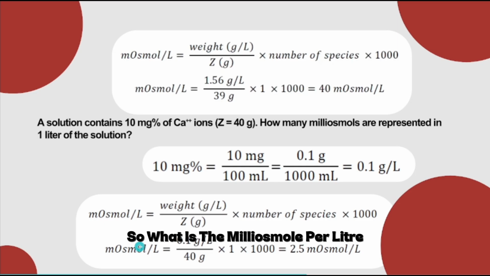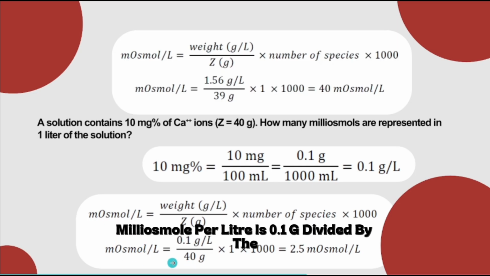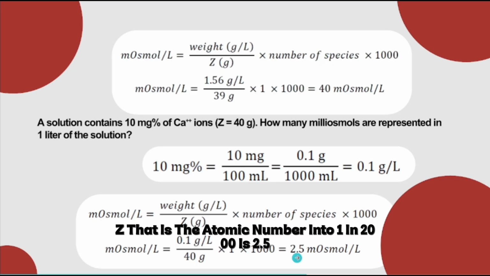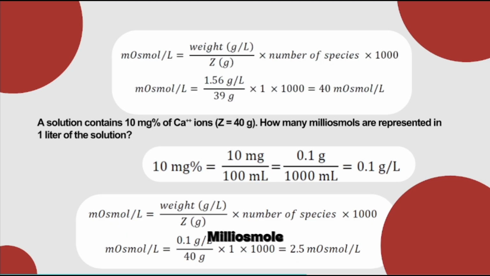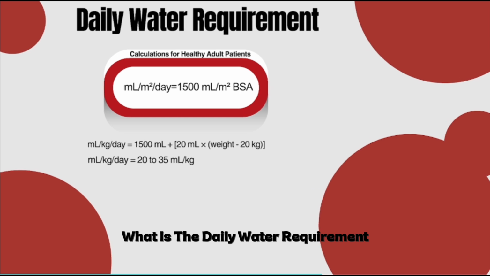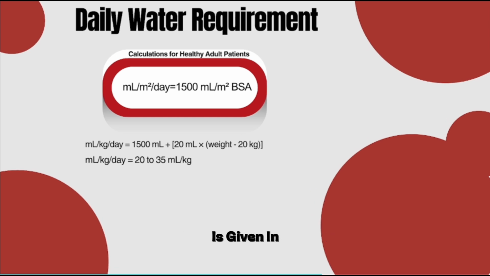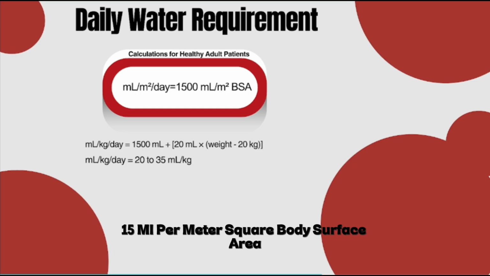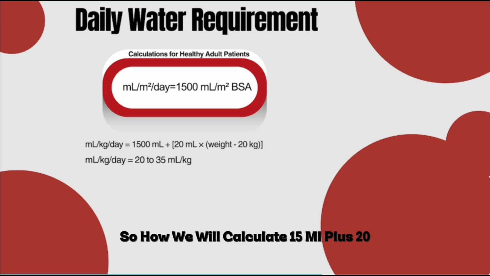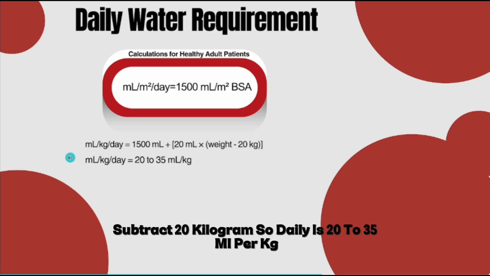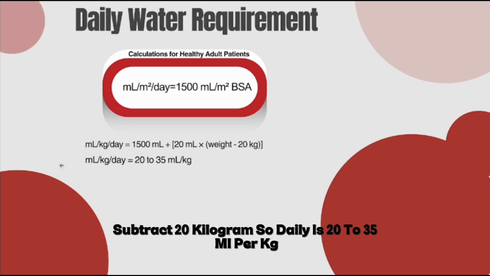So what is the milliosmol per liter? Milliosmol per liter is 0.1 gram divided by 40, the atomic weight, times 1, times 1000, which is 2.5 milliosmol per liter. What is the daily water requirement for a healthy adult person? It is given in ml per meter square per day, that is 1500 ml per meter square body surface area. So how will we calculate? 1500 ml plus 20 multiplied by weight minus 20 kilogram. So daily it is 20 to 35 ml per kg.